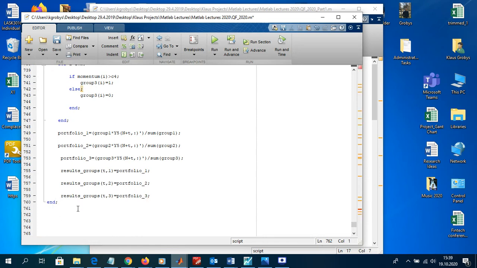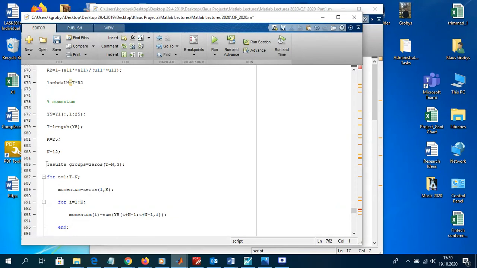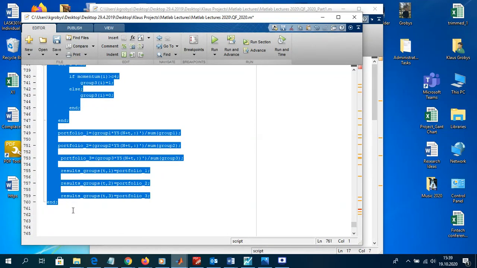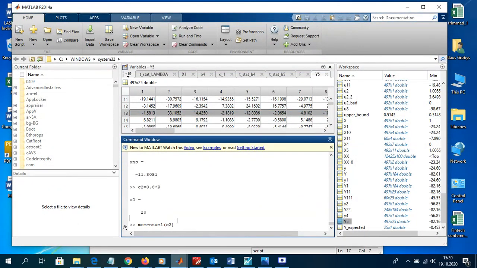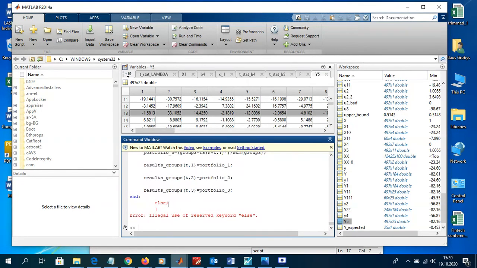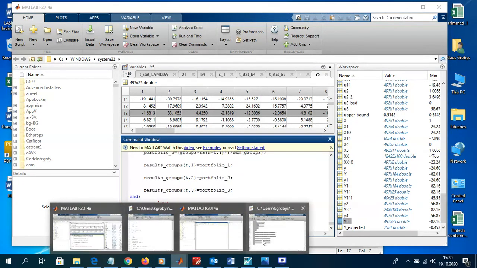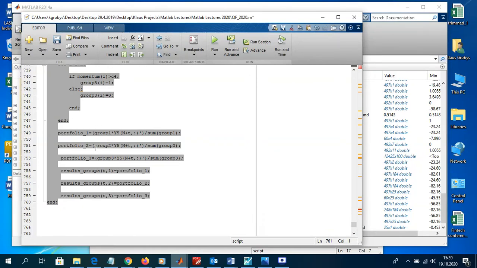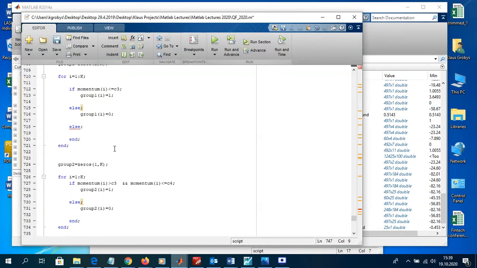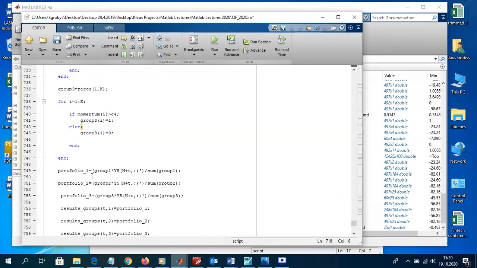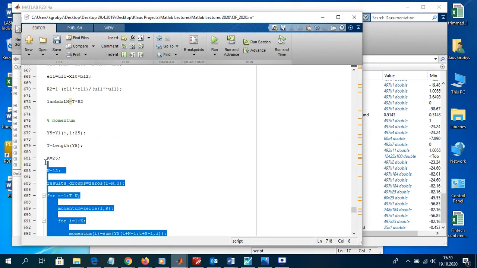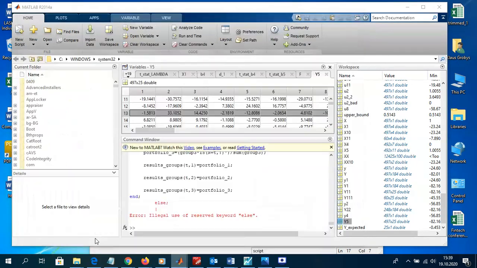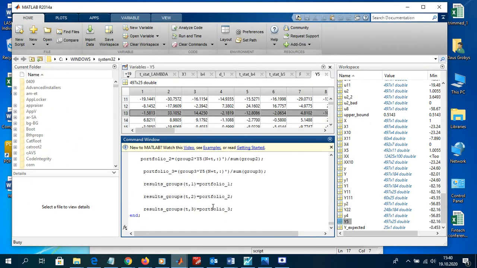And now we can hopefully run the code, and let's see. Let's hope that we didn't make any big errors here. Let's copy this into MATLAB. Okay, there's one else command too much. Let's see where we have the error here. It's here. Okay, let's take this away. Let's again copy this code. So now we have run the code.